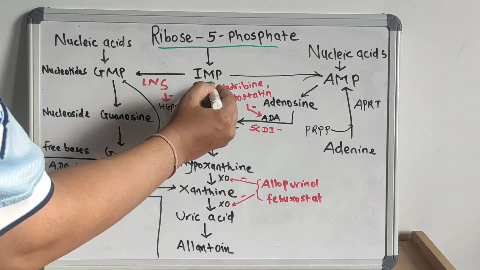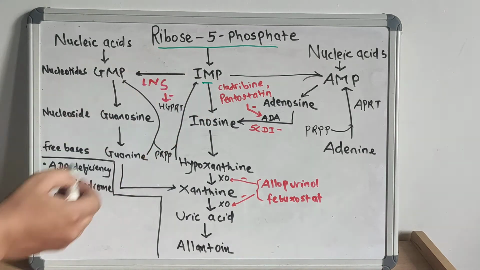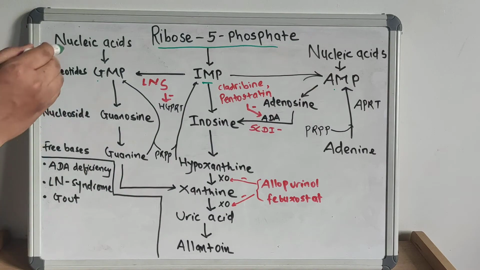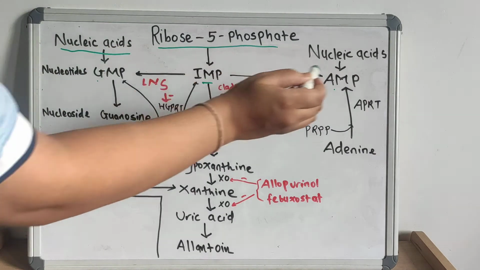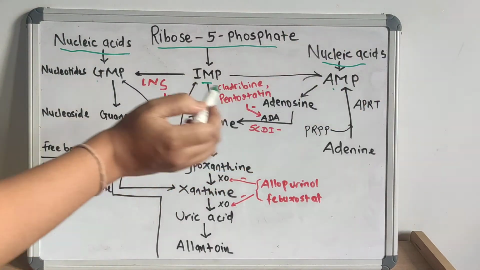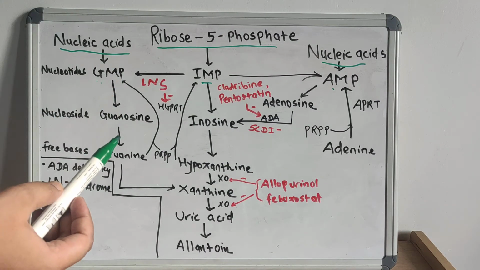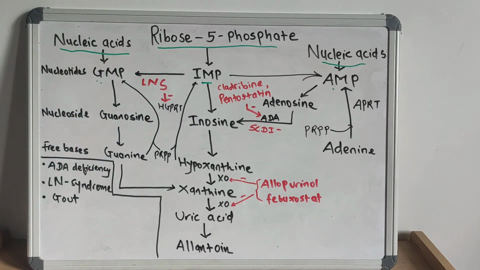Inosine monophosphate is formed. From the inosine monophosphate, there can be formation of GMP and AMP, and from the breakdown of the nucleic acid there is also formation of AMP and GMP. So first let's discuss the degradation of inosine monophosphate.